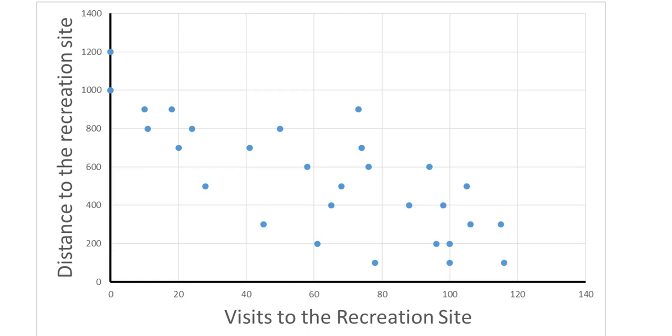So the idea here is that the farther you live away from a recreation site, the greater the cost of getting there. And so we use basic economics: as the cost of something goes up, you do less of it.